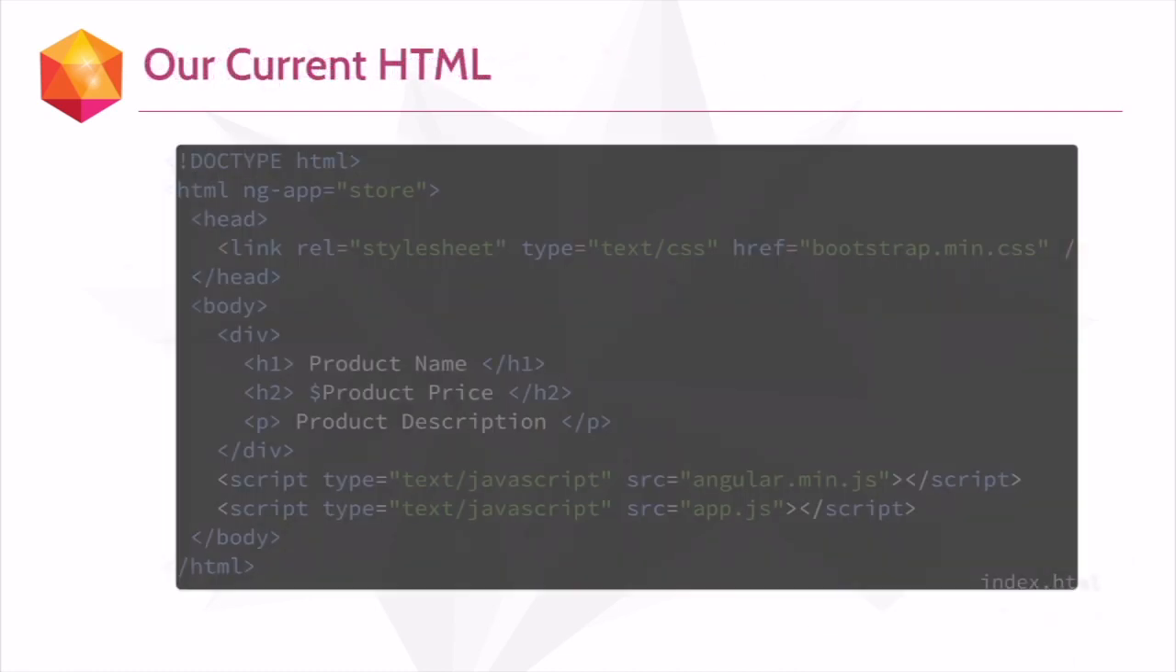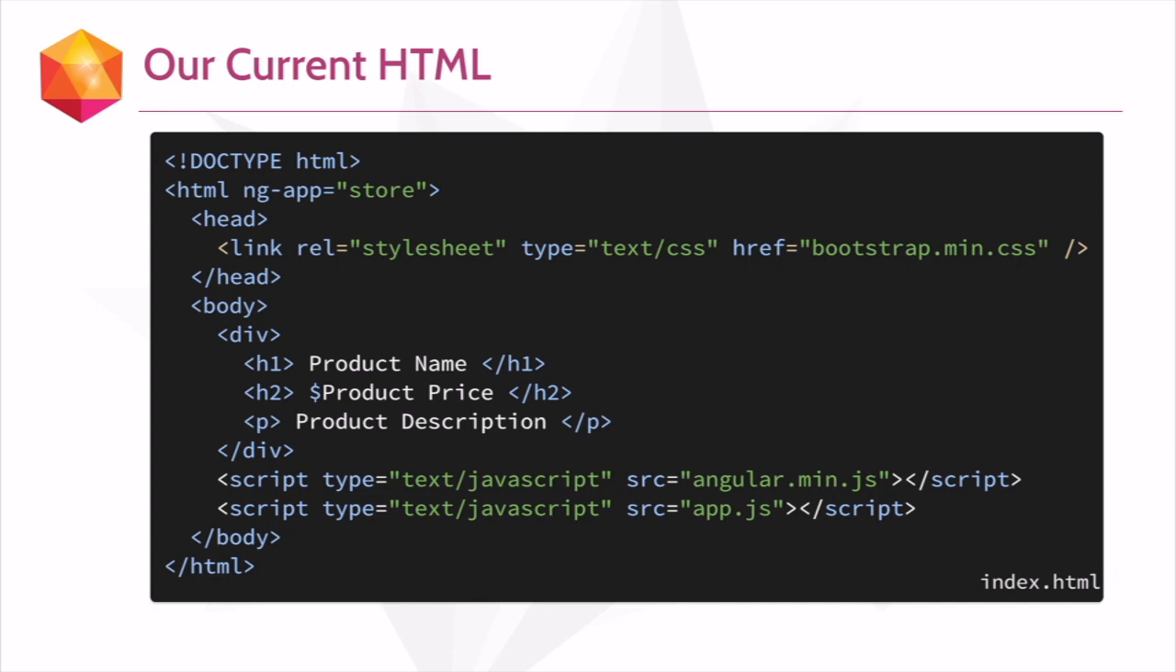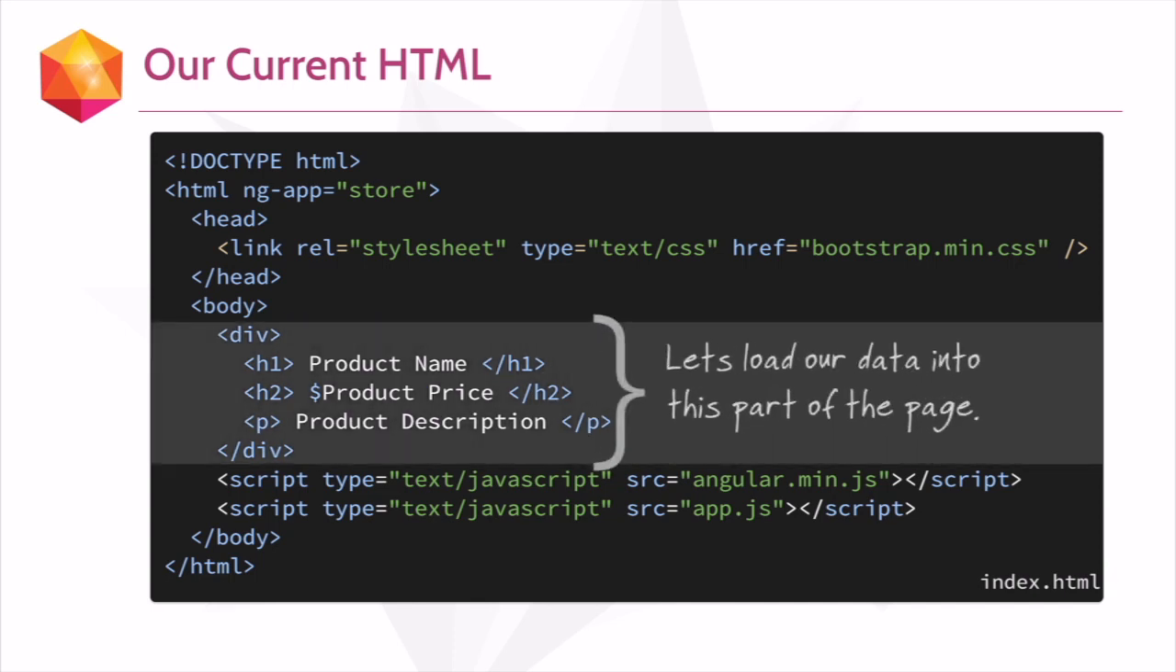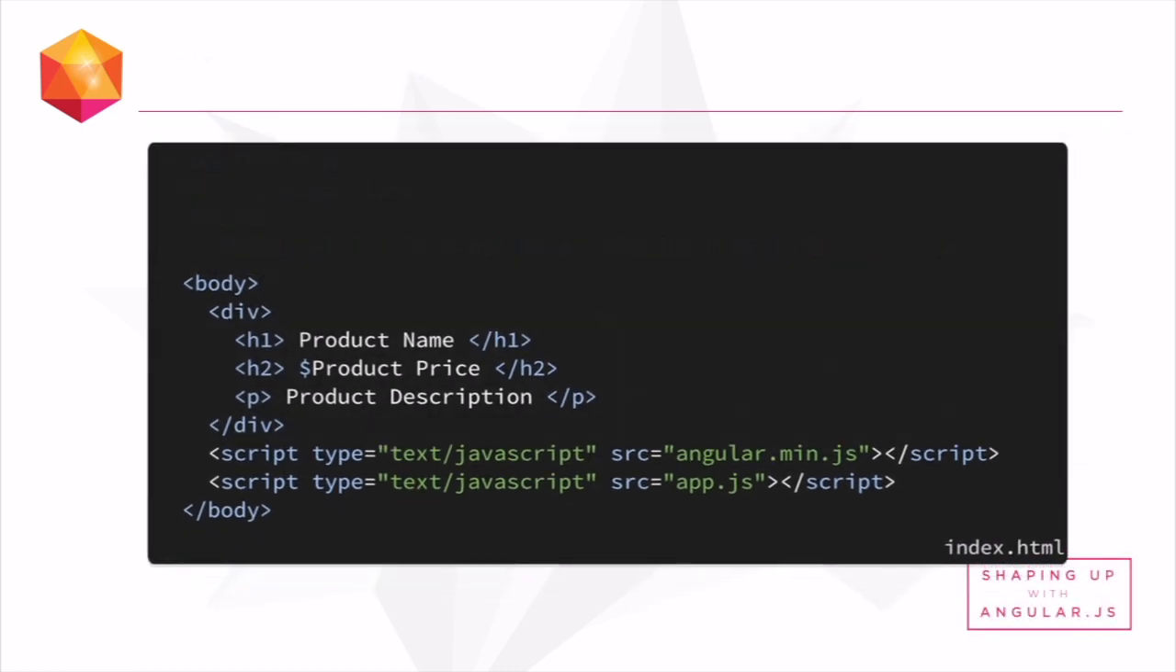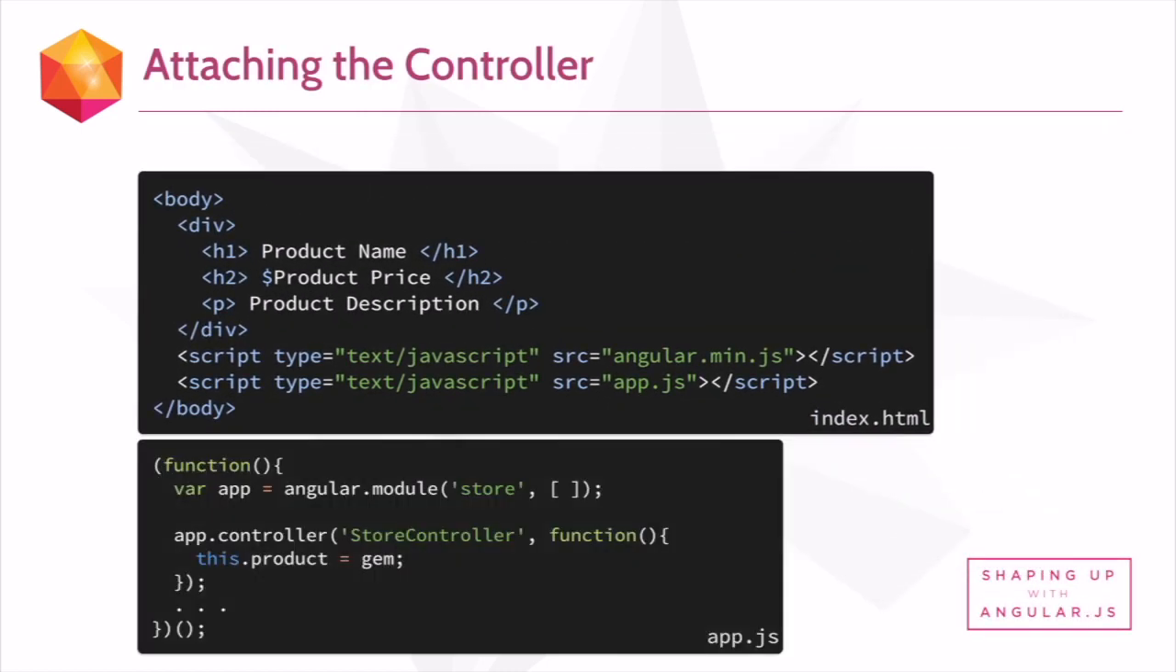Back inside of our HTML, you can see I've written out a template for where I want to display the gem information. That's where we want to load it onto the page. Let's bring back up our controller, just for reference. The first thing we'll want to do is to use the ng-controller directive. This allows us to attach our controller to this element inside of our HTML.